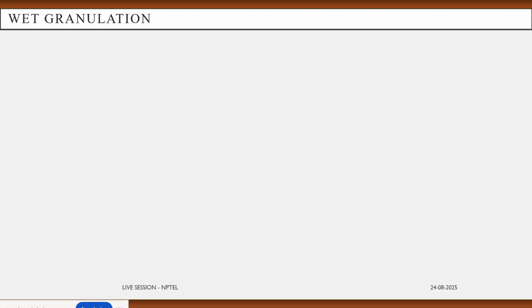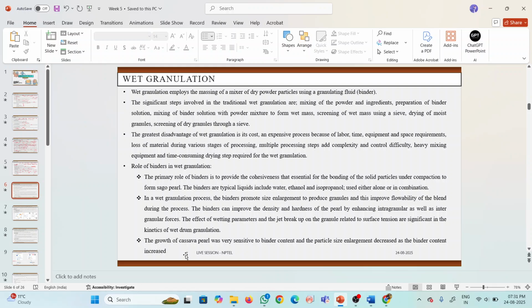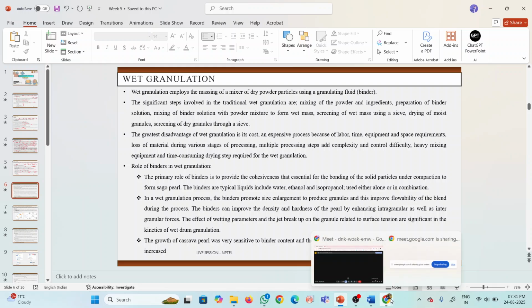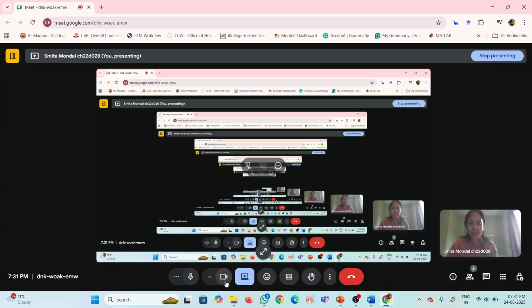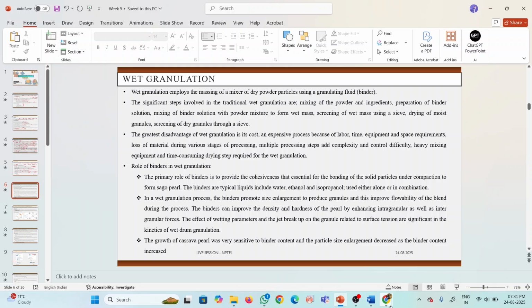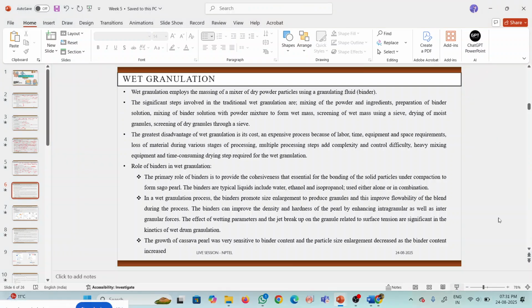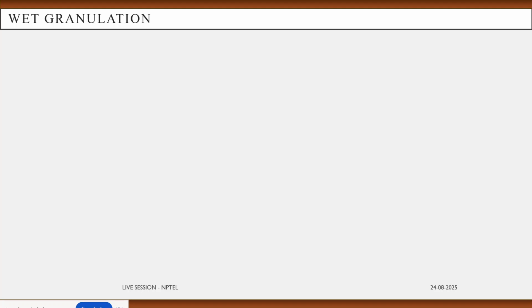So hopefully you have learned the different categories of granulation processes that exist. There are other advanced categories that we are not going to cover in this class. We are going to cover only the basic categories, wet and dry granulation, for this class today. Okay, so we are now going to discuss the wet granulation process.